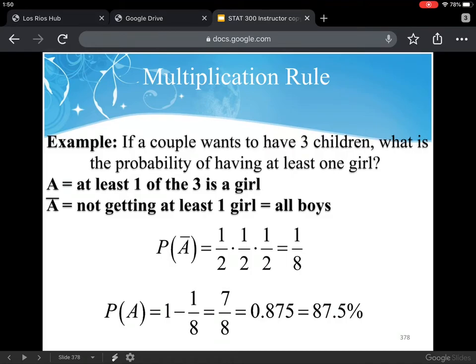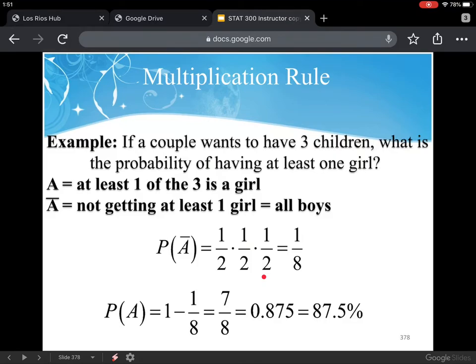Well, instead of doing it that way, why not find the probability of not getting at least one girl, right? What's the complement of at least one of the 3 is a girl? The complement of that is not getting at least one girl, which means that they're all boys. So what's the probability that they're all boys? Well, 1/2, 1/2, and 1/2 for each of the 3 children.